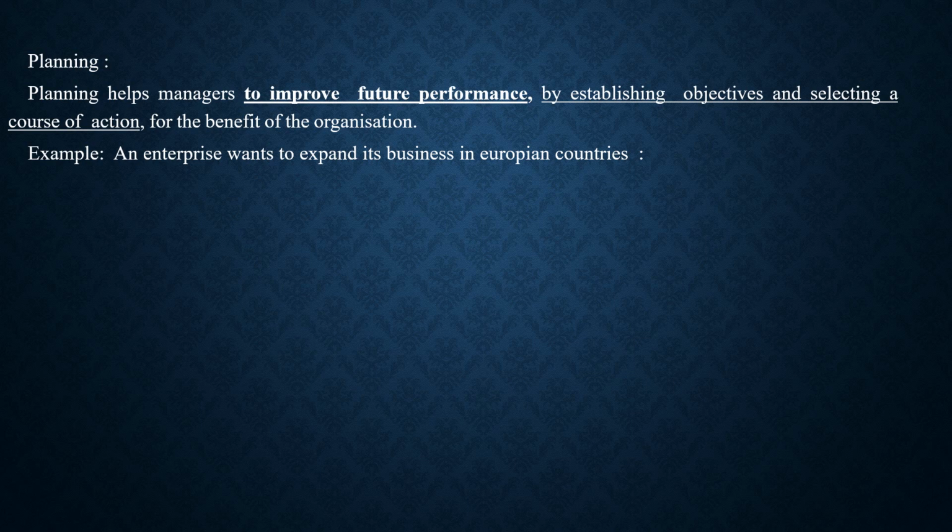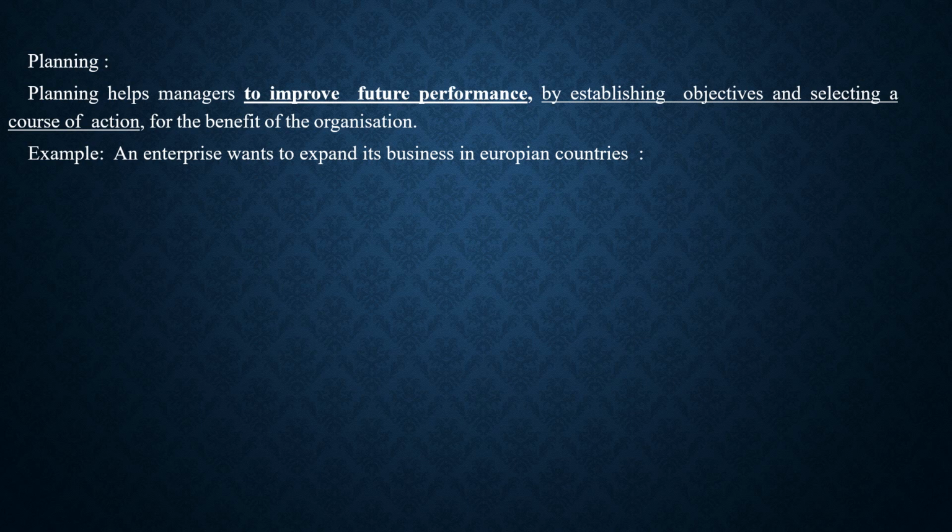Now in the course of action, suppose this month this is the target of this product, so according to this target, whether the planning is successful or not, whether that much products are sold, or whatever raw material is required, whether the raw material is in excess or in the proper quantity. For that certain actions are to be taken, which is called a course of action, which is required for the benefit of the organization. If the proper planning is there, then definitely it will improve the profit of your enterprise.